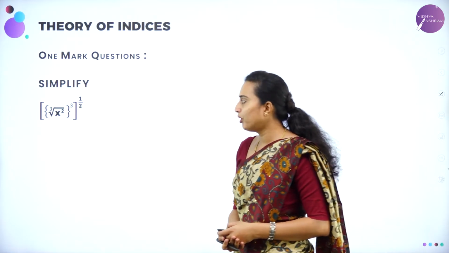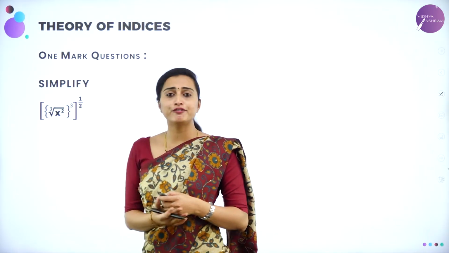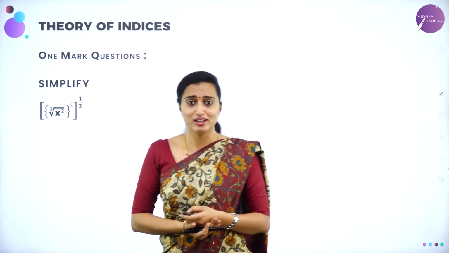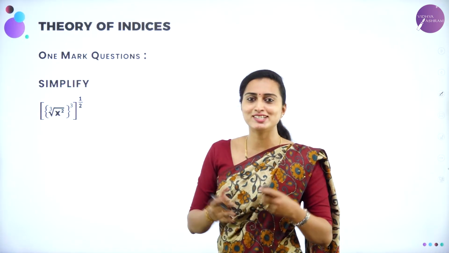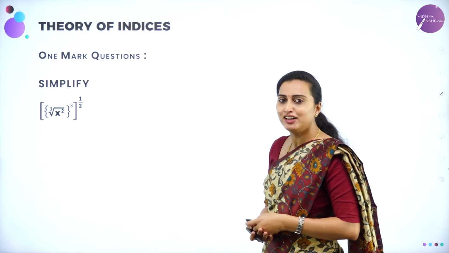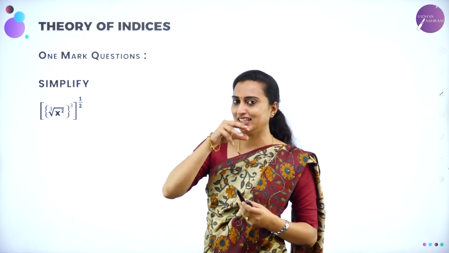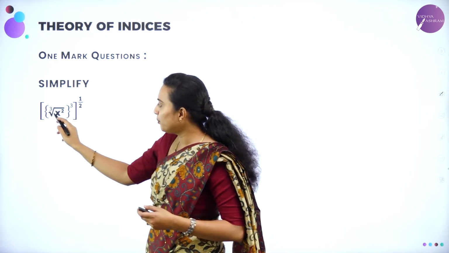Wow. Cube root of x squared, whole to the power of 3, whole to the power of 1/2. Does it look trickier? No, it is very easy, dear students. Here you are going to solve the bracket first and then move according to the powers. So here you have the cube root of x squared.